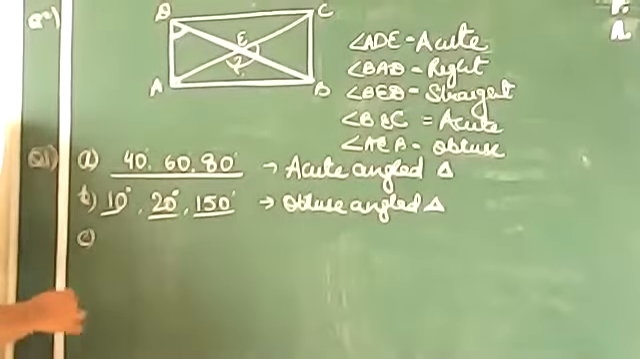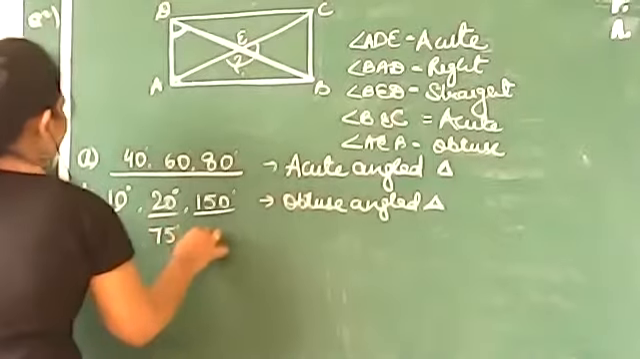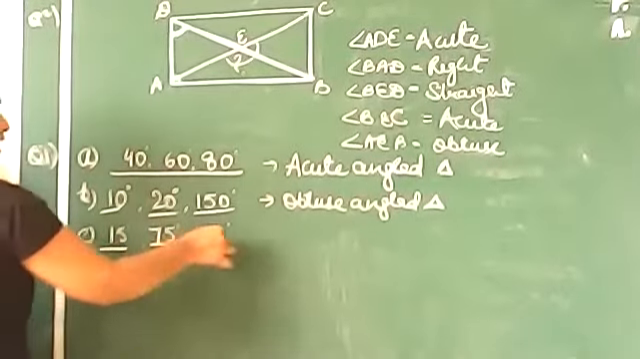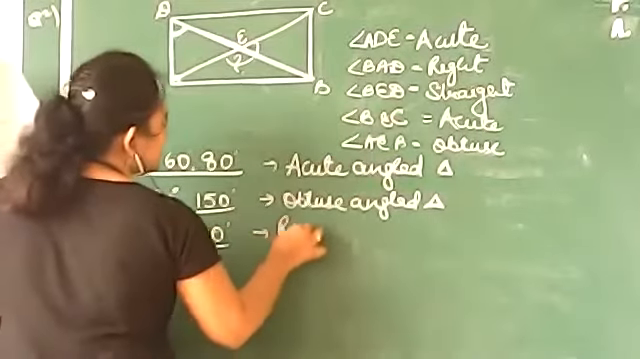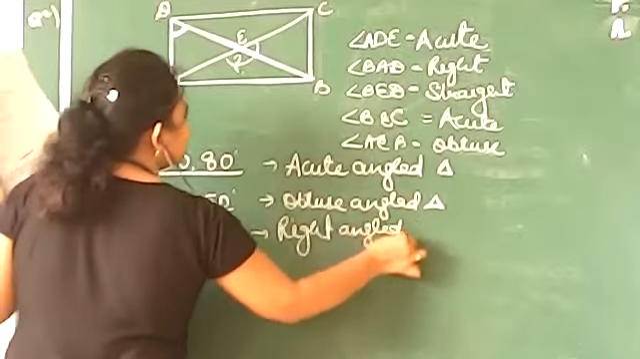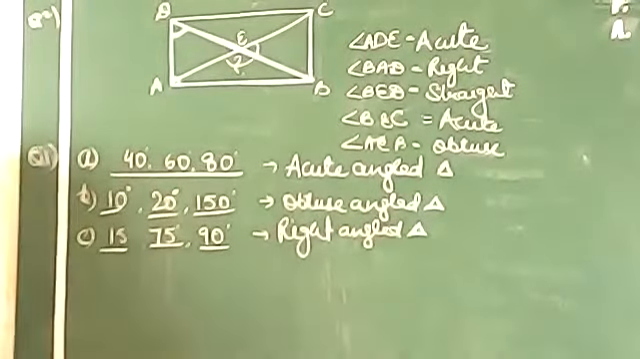C1 is 15 degree, 75 degree and 90 degree. 15 less than 90, 75 less than 90, but 90. We have one right angle. Right angled triangle. Question number 1 is also completed.